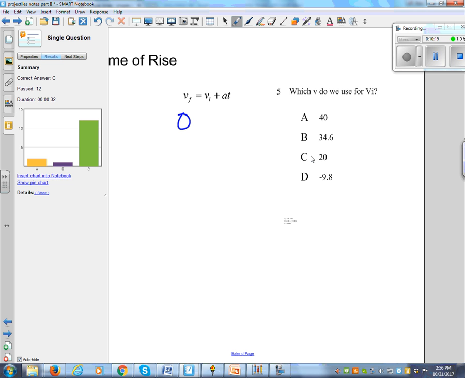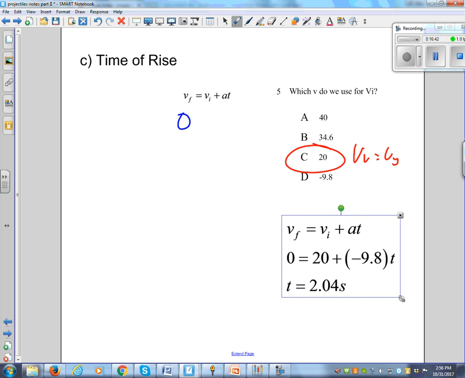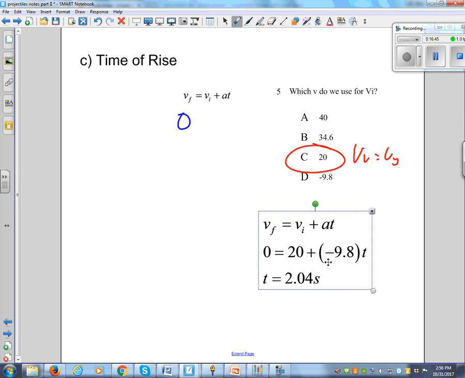The answer is C. Why? Because that's the vertical VV. That's the one that determines how high up it goes, how long it takes to go up, right? Remember I said you use the vertical component for everything that's related to the rise. So this is a vertical velocity. This one has to be vertical. So it's going to be 20, plug that in, and you end up with 2.04 seconds. Okay, I understand now. And this is just finding vertical stuff. Time of rise.